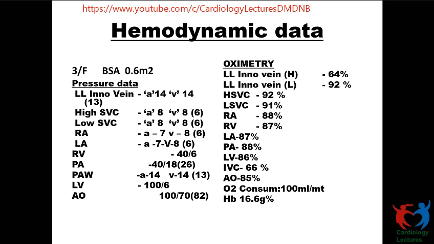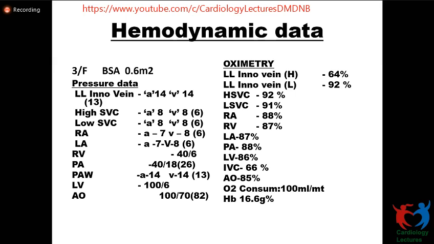High superior vena cava, A is 8 and V is 8. Elevated, sir. Eight is a borderline elevation, maybe not grossly, but I also agree there is a borderline elevation. But the more important point is there is a gradient between this innominate vein and the high SVC. Very good. There is a gradient across the left innominate vein and high SVC.